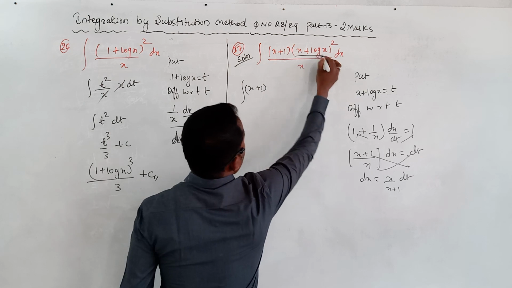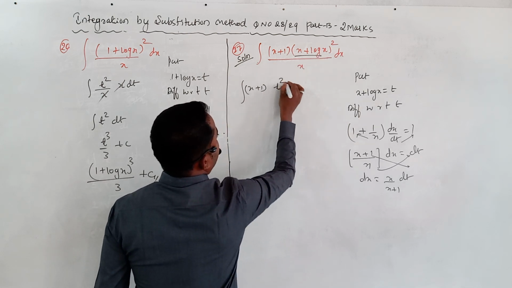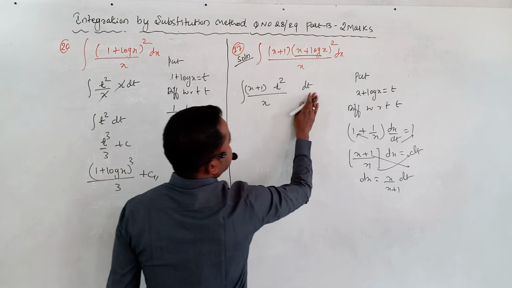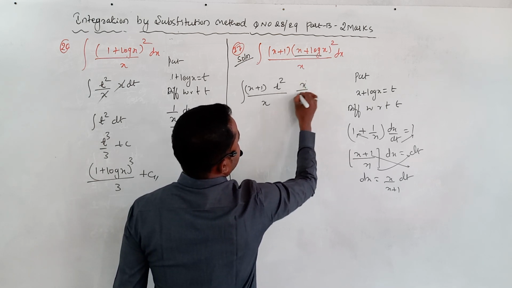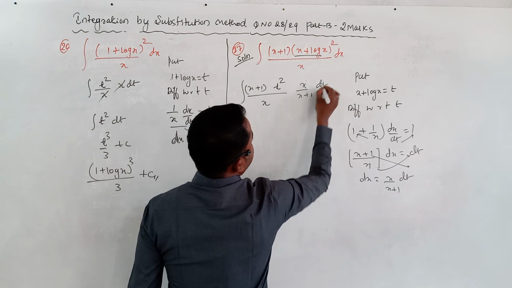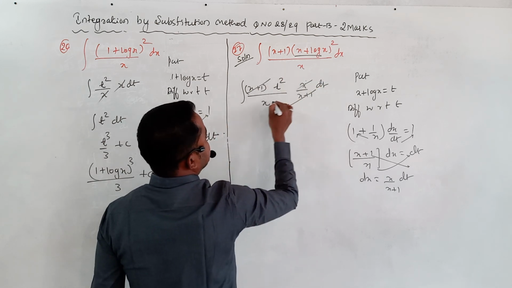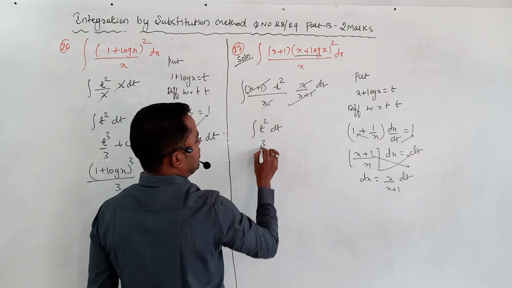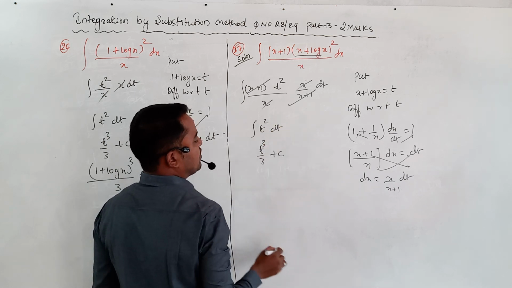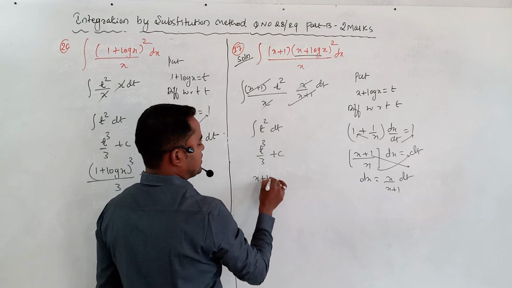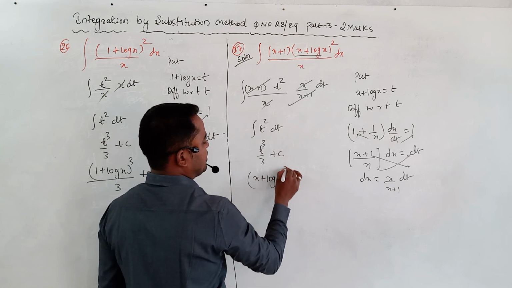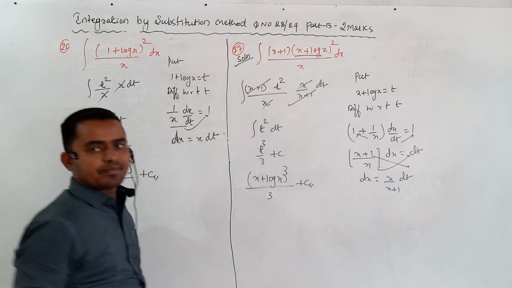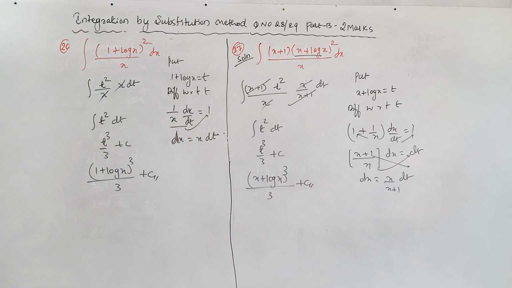x plus log x is t. That is t square divided by x, dx means dt times x divided by x plus 1. x plus 1 cancels, x cancels. Now t square dt is nothing but t cube by 3 plus c. What is the value of t? (x plus log x) whole cube divided by 3 plus c.